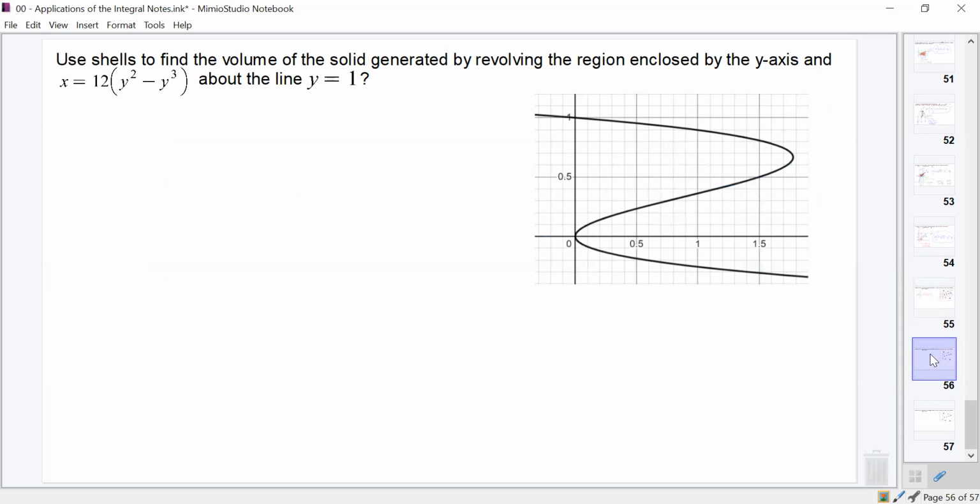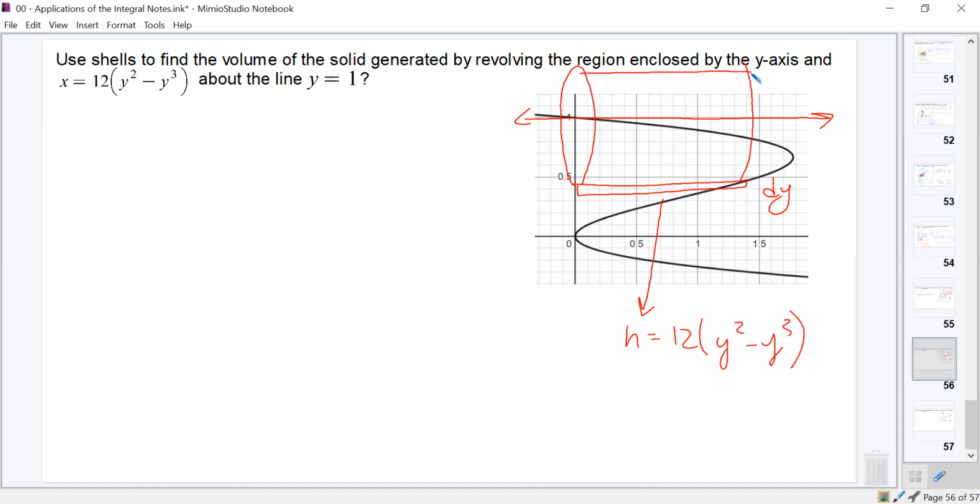So we're going to do this twice more here. We're going to first take this same region and revolve it around the line y equals 1. If I sketch that rectangle parallel to it, we know it's still going to be in terms of y. And we know that the height of this shell is going to remain unchanged. The only difference as we revolve this around here is our radius, and our radius up here is going to be different.